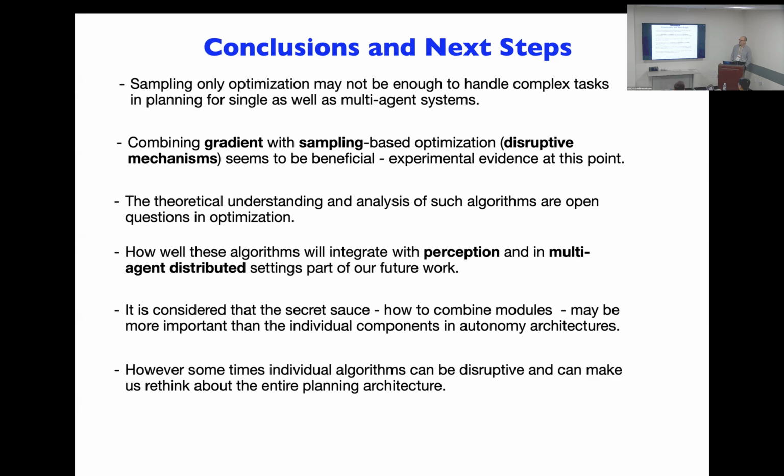And then my last 2 points is that it is considered that the secret sauce, like how to combine modules, may be more important than the individual component, right? And that is true. That's something that we have also experienced. But sometimes you have to be willing to accept the fact that individual algorithms that are sitting in really central parts of your autonomy stack can be very disruptive, and that should make you think about the overall planning and perception architecture.